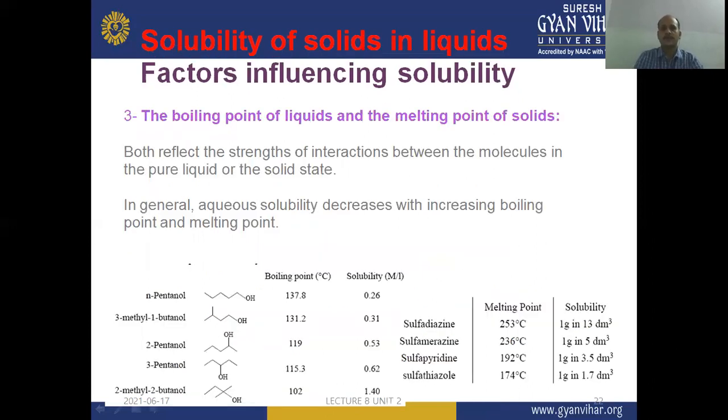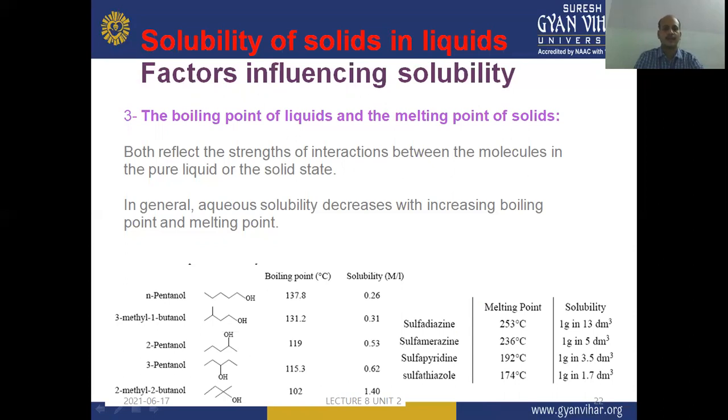Then the boiling point of liquids and the melting points of solids. Let us see in these examples how the boiling point of liquids and the melting point of solids are related to the solubility. Both boiling point and melting point reflect the strength of the interactions between the molecules in the pure liquid or the solid state. In general, aqueous solubility decreases with increasing boiling and melting points. So you can go through the different examples and find out the solubility.